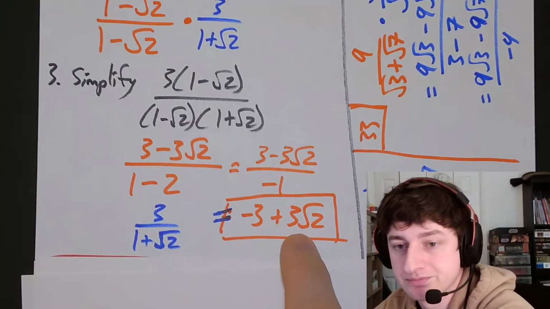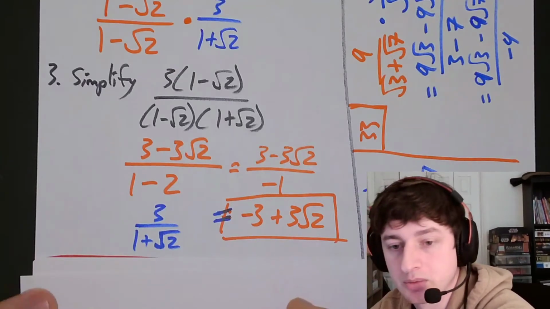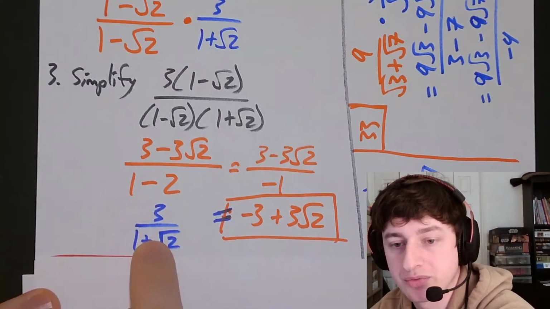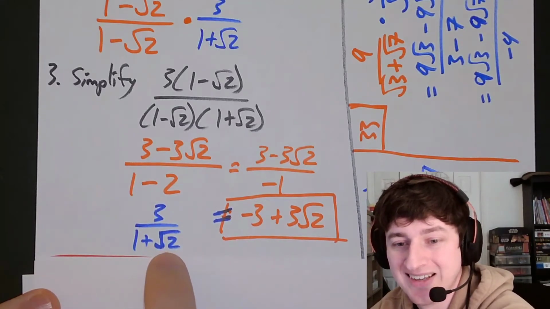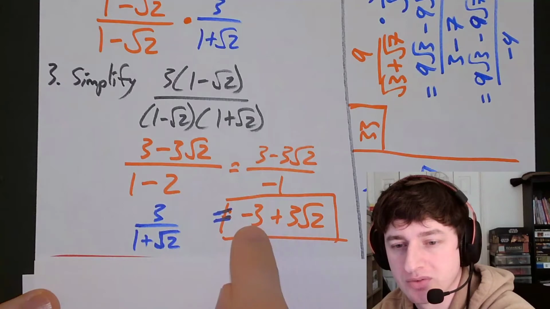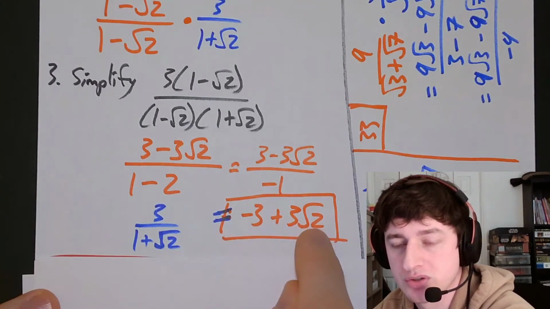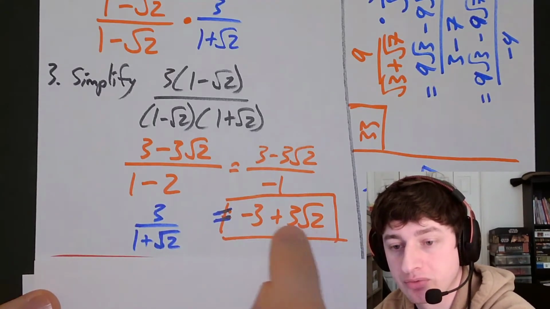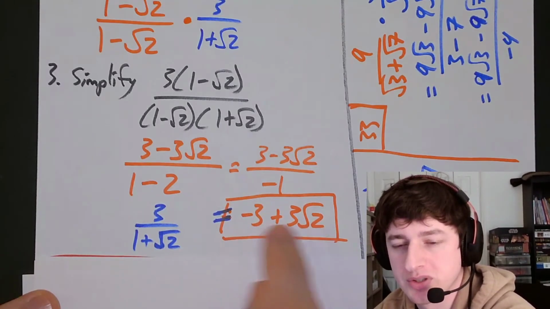You make a problem, guess at numbers, and sometimes it doesn't work out how you want it to. So our original thing, 3 over 1 plus the square root of 2, is equivalent to negative 3 plus 3 root 2. This might look weird because we have a negative here, but remember, square root of 2 is 1 point something, and so 3 root 2 is bigger than 3. So this gives you a tiny positive number.